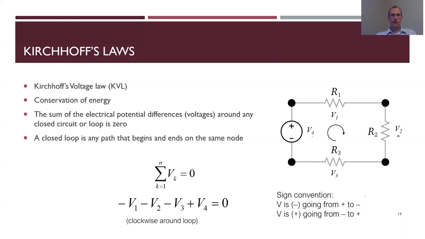So the way I've made this, the official Kirchhoff's voltage rule or loop rule is that the sum of electrical potential differences or voltages around any closed circuit or closed loop is 0. So closed loop, anywhere that starts and ends in the same place. So if I started at this node here, I go around, when I get back there, that's a closed loop.